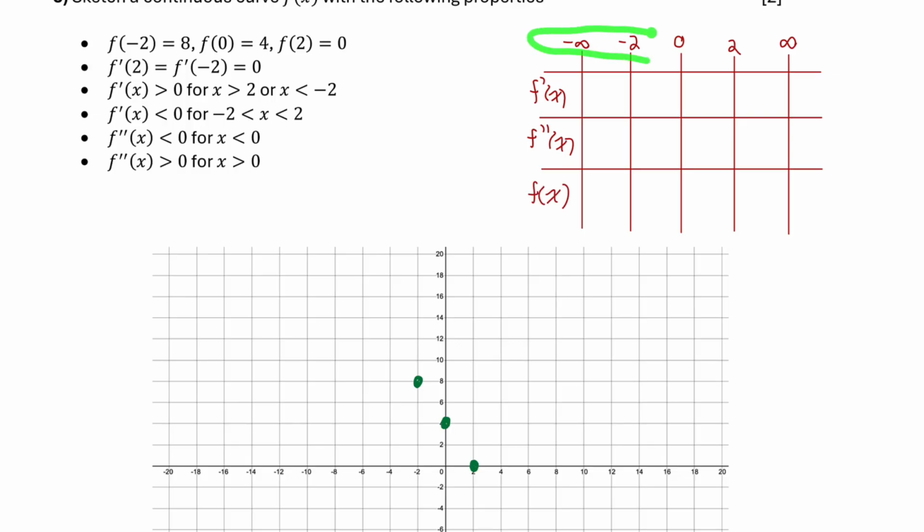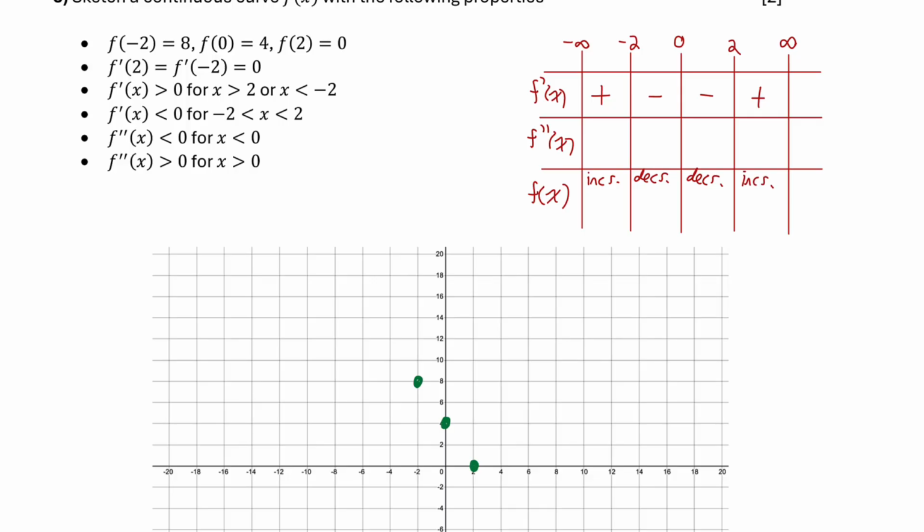So between negative infinity and negative 2, so when x is less than negative 2, I notice right here when x is less than negative 2, the first derivative is positive. Between negative 2 and 2, the first derivative is negative. And then when x is bigger than 2, the first derivative is positive. And the sign of the first derivative tells me whether the original function is increasing or decreasing. So when x is less than negative 2, the original function is increasing. Between negative 2 and 2, it's decreasing. And then when x is greater than 2, it goes back to increasing.